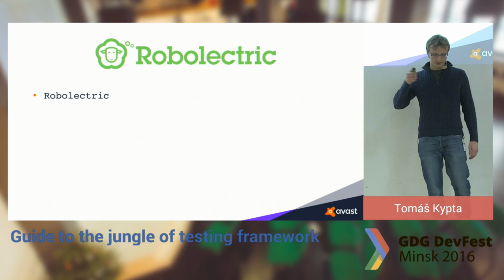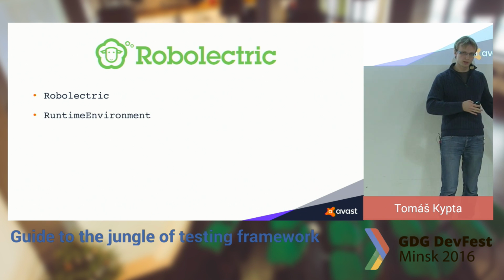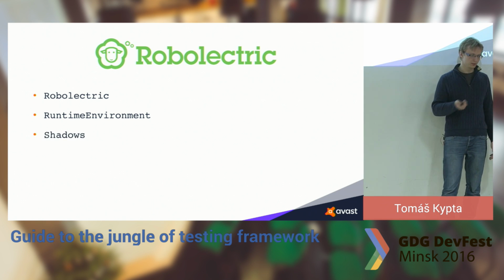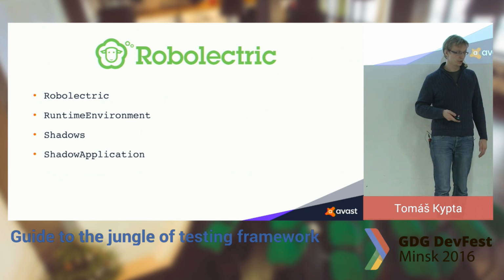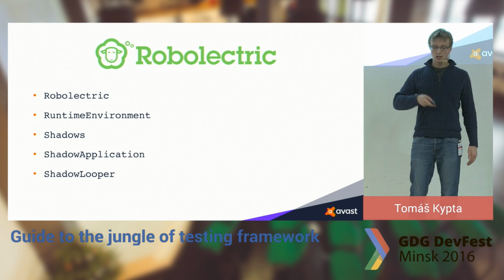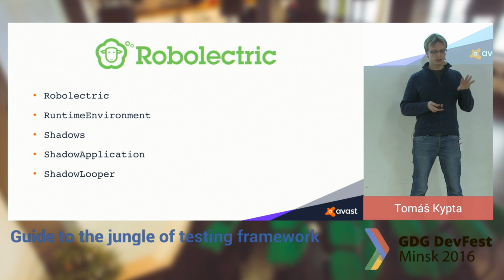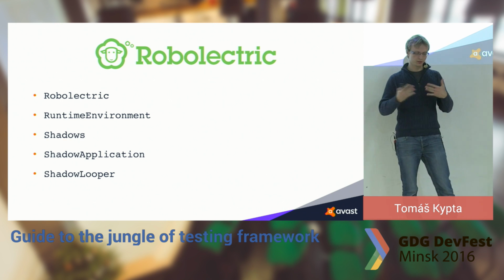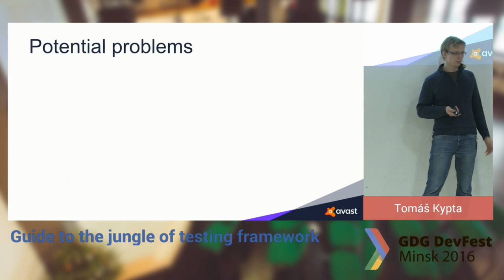And Robolectric has many classes that offer features, like the Robolectric runtime environment. That's the runtime through which you can access the context and these things. There are shadows, for example shadow application, shadow looper. Robolectric can work with threading to some extent. So you can wait for some background threads and then process them and handle even some background things. As I said, it's an ultimate mock.